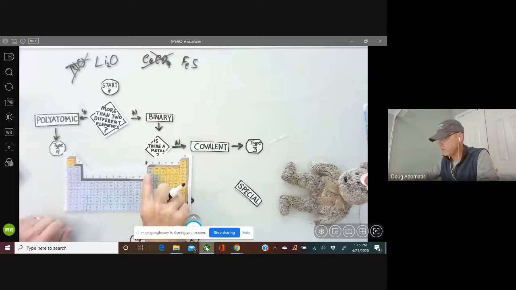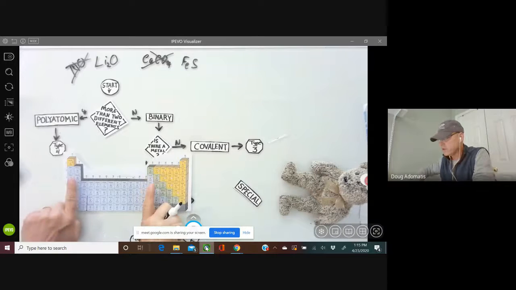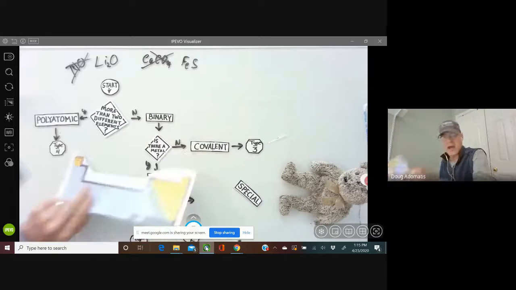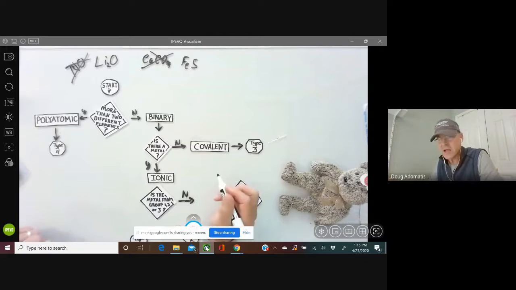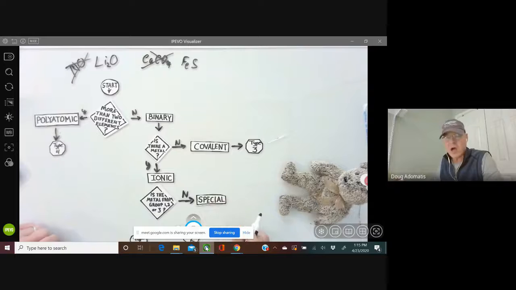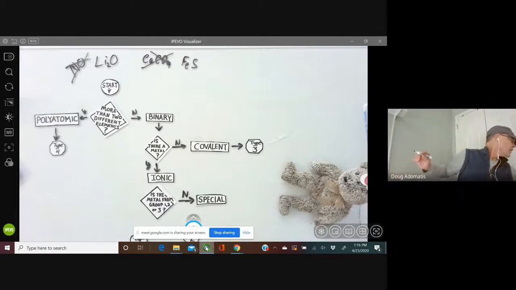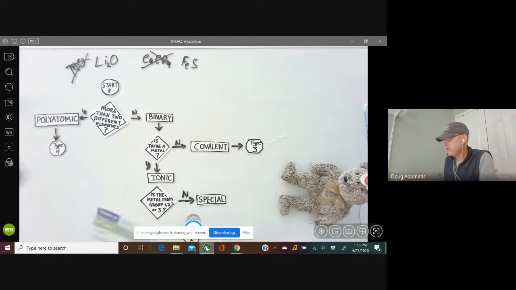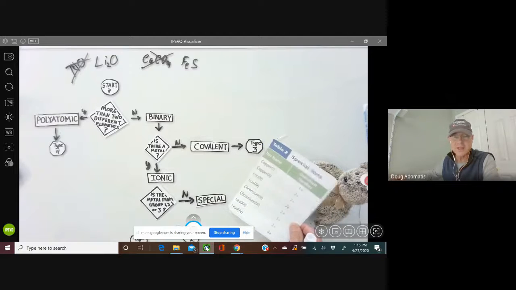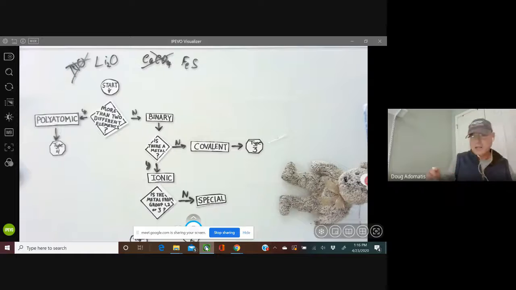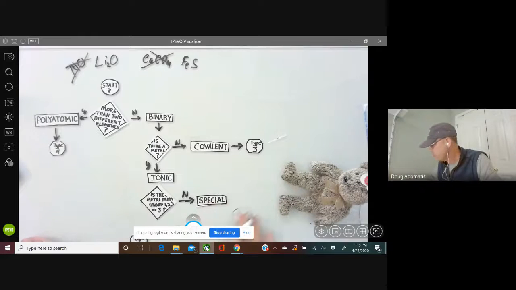Groups 1, 2, and 13, we know how to deal with. The transition metals that are in groups 3 through 12, we don't know how to deal with those because some of them have more than one oxidation number. So those are what we call our special ones, and we have a special table for the special ions that help us to determine the oxidation number. So those are special, and those are our type 2.